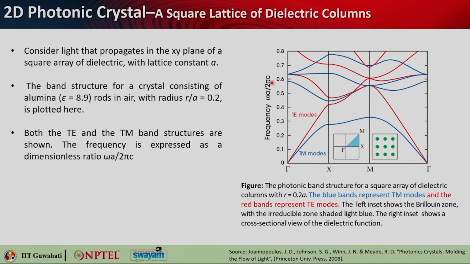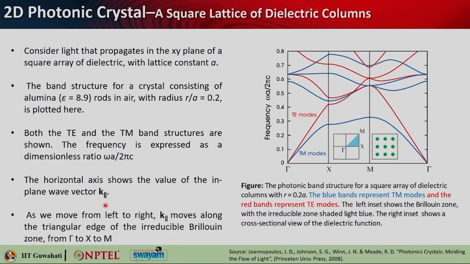You can find out the exact frequency where the band gap is lying. Here the blue bands correspond to TM modes and the red bands correspond to TE modes. As I mentioned, this is basically the omega-k diagram, the dispersion relation, but the frequency is expressed in a dimensionless form, given as omega a over 2 pi c, and this axis is nothing but the in-plane wave vector, that is k parallel.